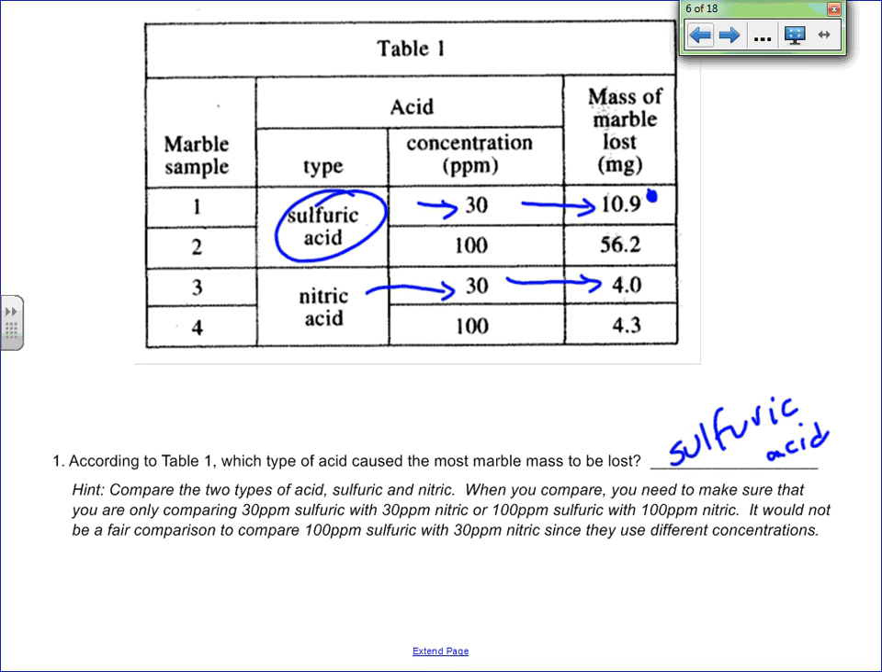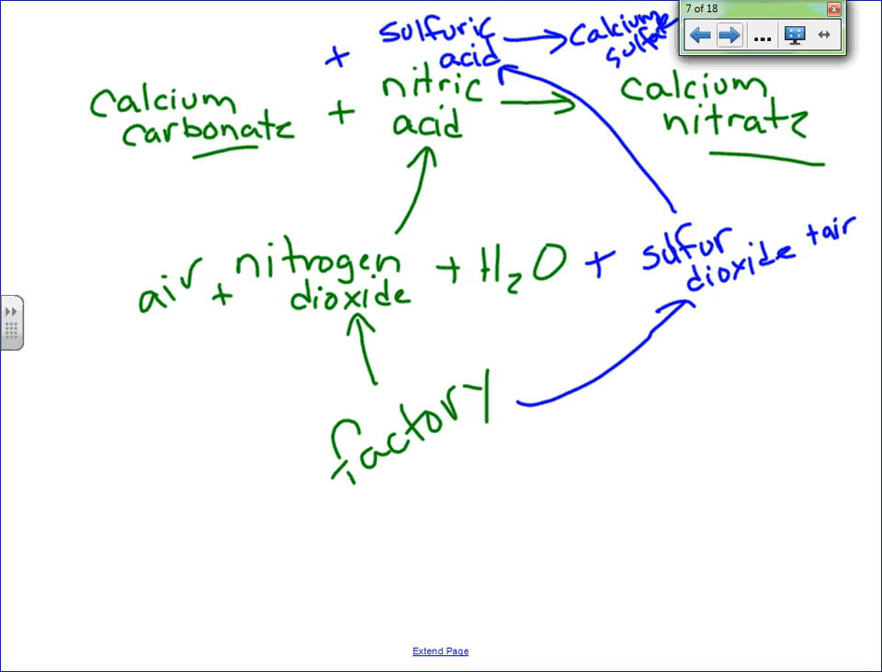Exposing it to sulfuric acid. Little bits or a lot? A lot. So like the more, you can either increase the amount of acid. So if you increase these two, you will increase the amount of erosion. Or what else could you do? You could leave the concentrations the same, but what other thing would be bad for the building? And that's what you learned from Table 2.